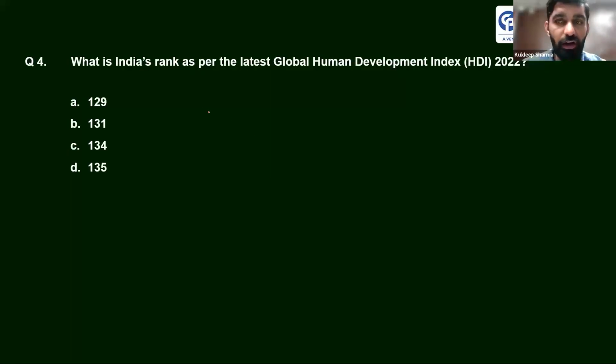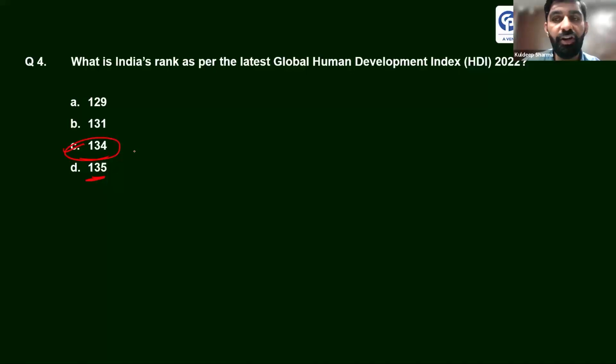Okay, so I've already given the answer to this question. What is India's rank as per the latest HDI index 2022? So the answer here is C, 134. So last year India's rank was poorer, but this year it has improved some. It has improved by one rank. Last year it was 135. This year it is 134.